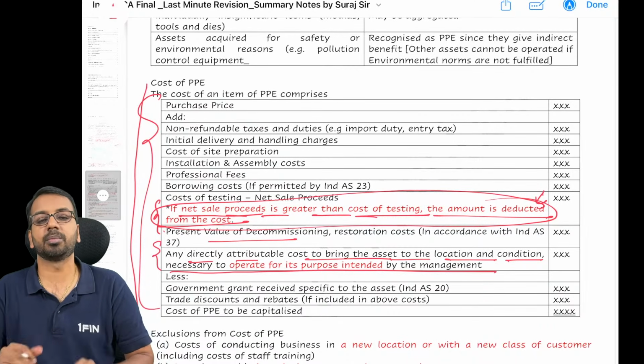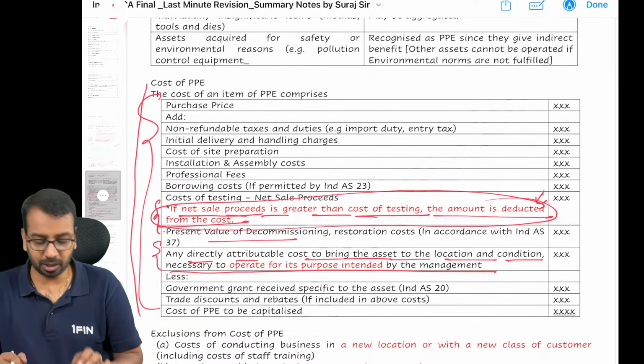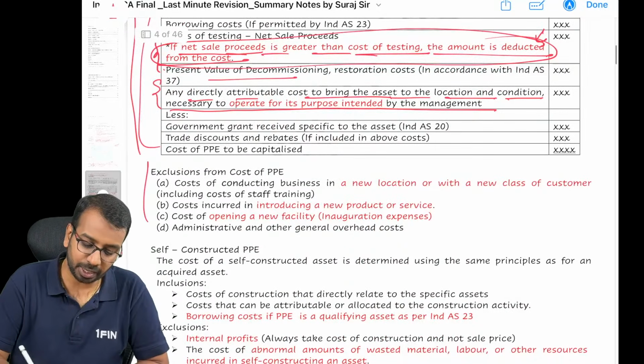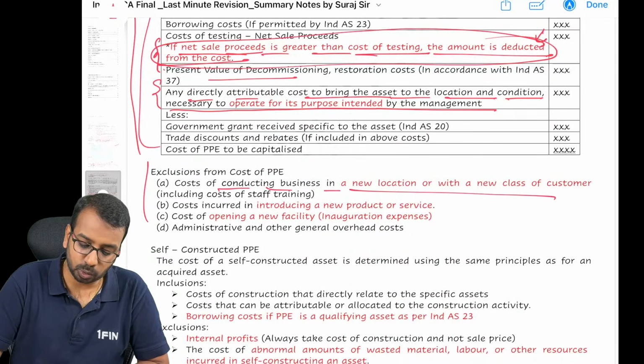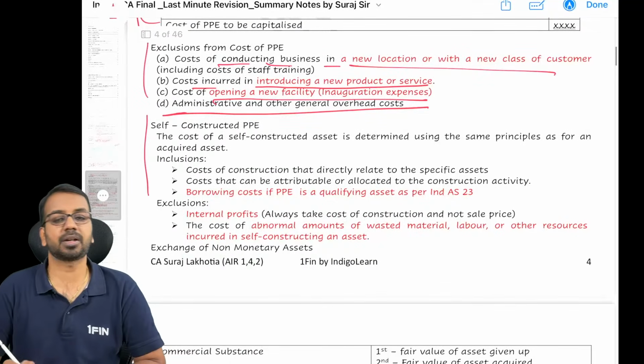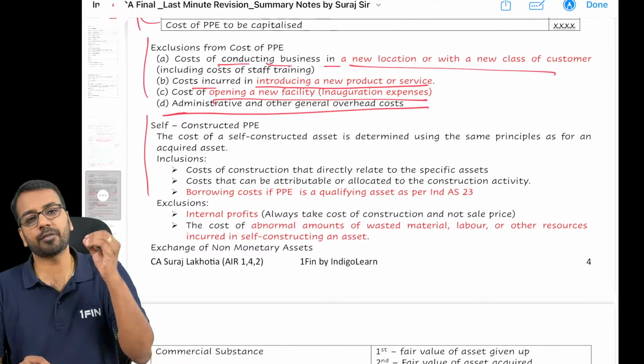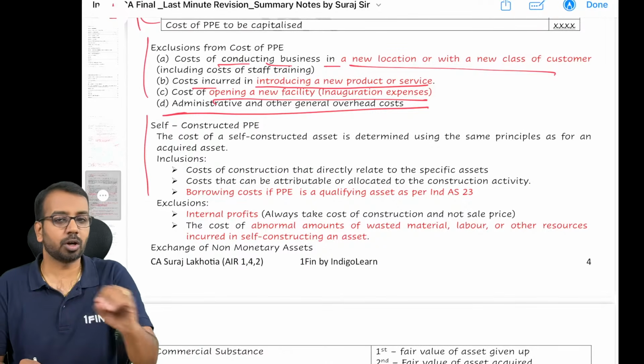This also you need to remember, because a lot of time theory questions are given where you can include this particular concept. What are excluded? Cost of conducting business in a new location, cost incurred to introduce a new product, new facility opening cost, and administrative and other general overheads. As far as self-constructed PPE is concerned, we will take only the cost component. Any profit element is there, that profit element we will not consider.